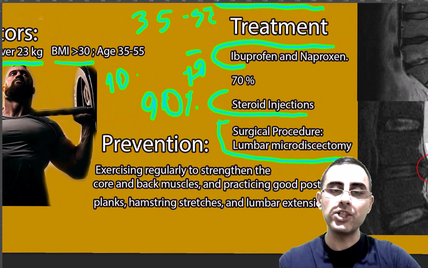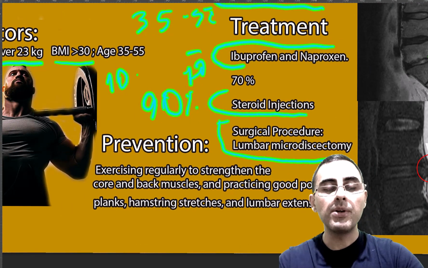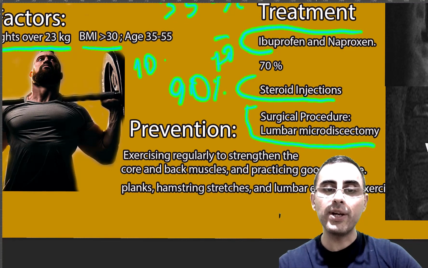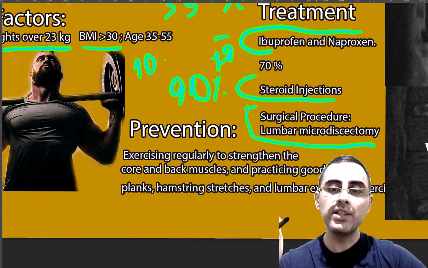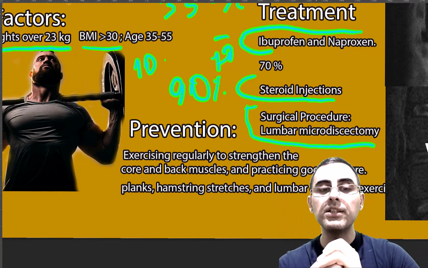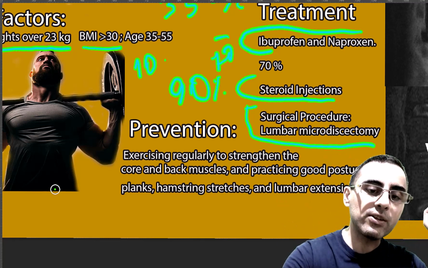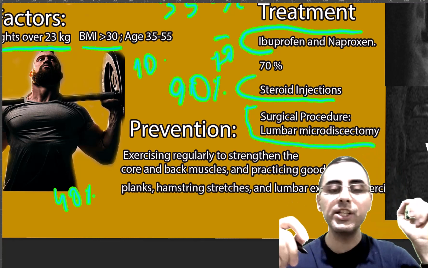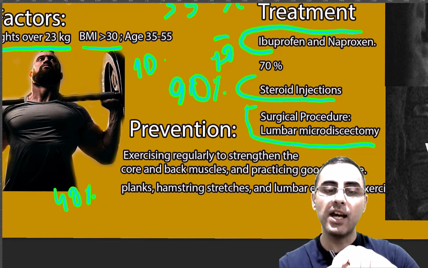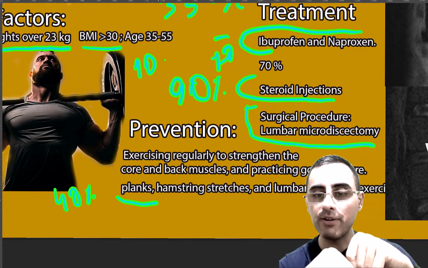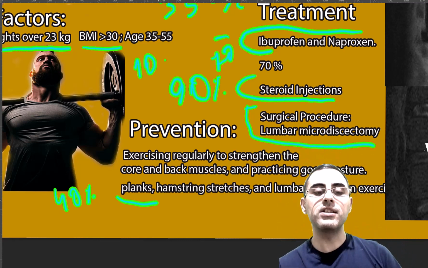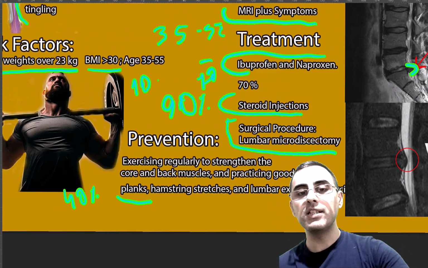And what is prevention and how important is prevention? Prevention is very important because exercising regularly and strengthening the core and back muscles can prevent this herniation at all. That's why it's important, because we have a high risk of this disc herniation, but we can avoid it with simple exercises like planks, for example, or hamstring stretches, or lumbar extension exercises. So we can prevent. That's why it's important.